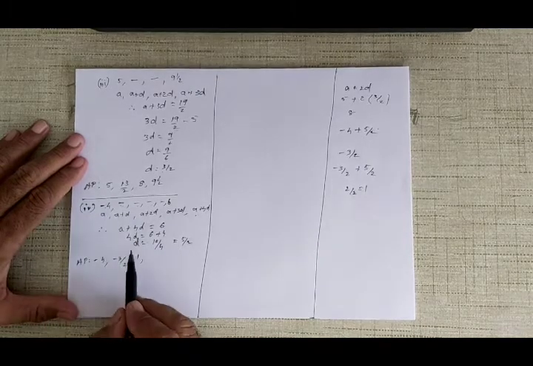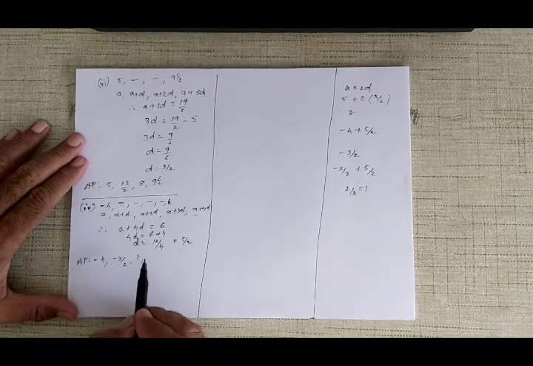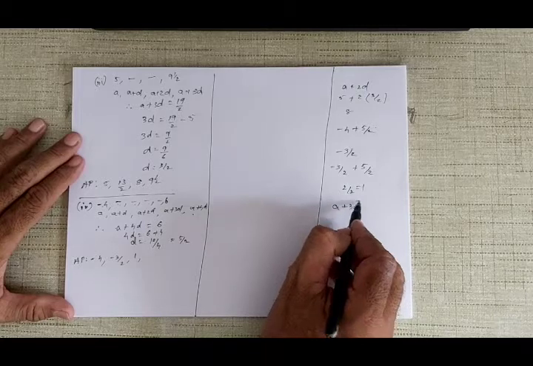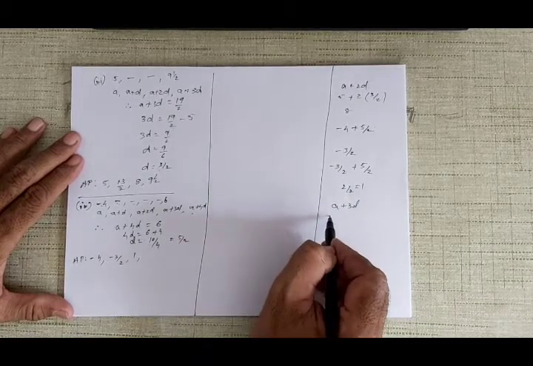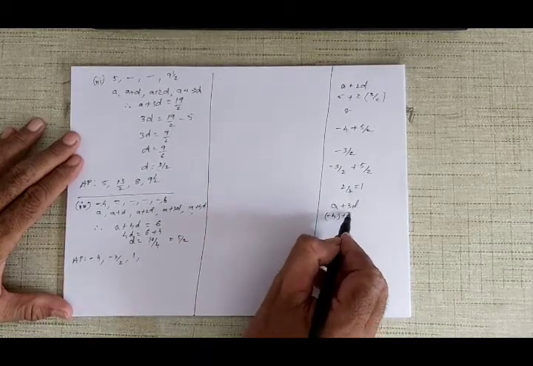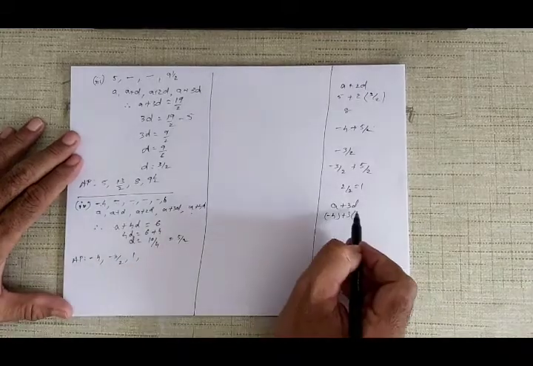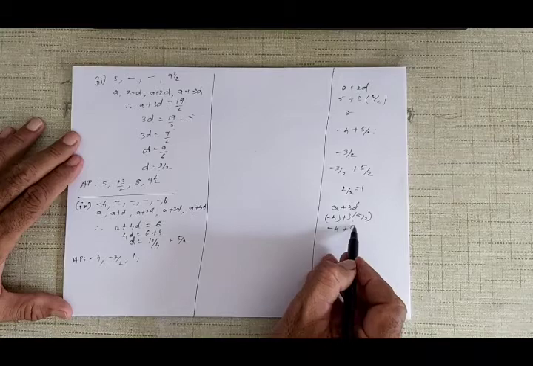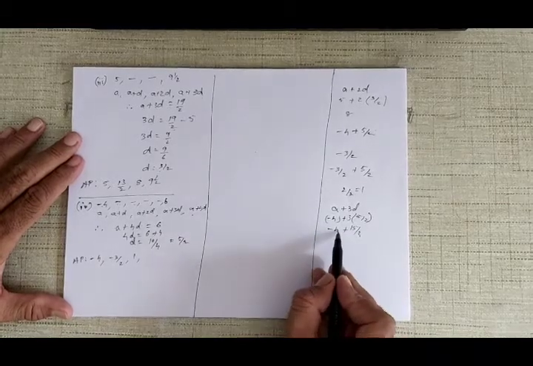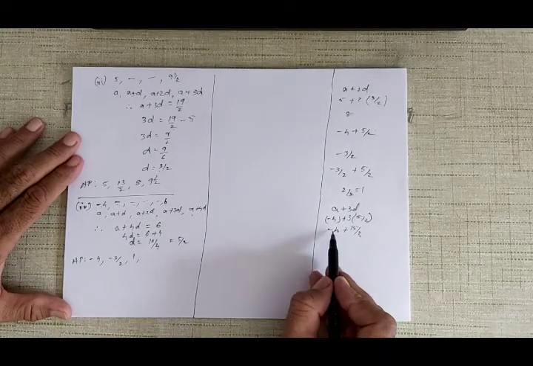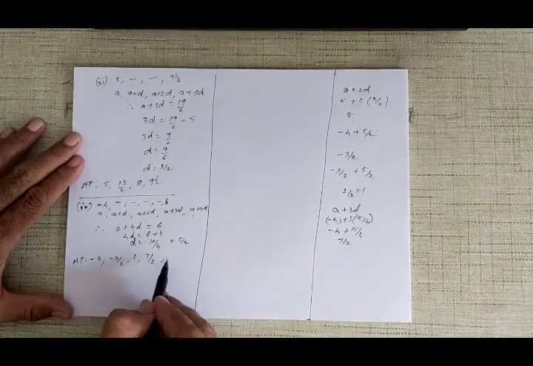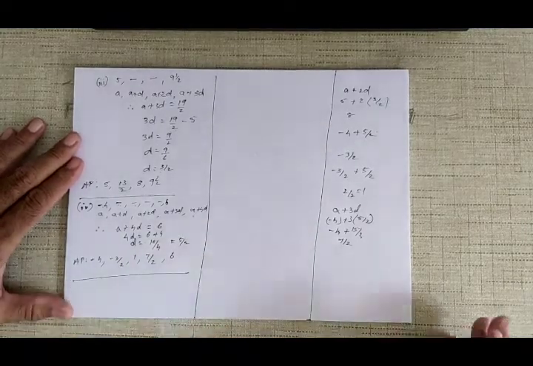Now what will the fourth term be? You can do it in the same way. See, a plus 3d. What was the value of a? -4. And 3 into d, the value of d is 5 upon 2. So -4 plus 15 upon 2, 4 twos are 8, 15 minus 8 will be 7, 7 upon 2. So therefore this is 7 upon 2, and this is your AP.